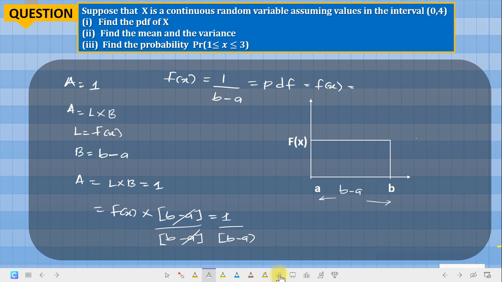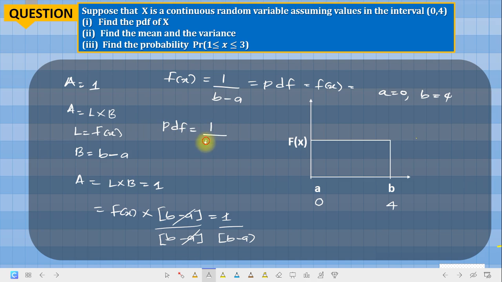Now, having known this, let's solve this question together. The question says suppose that x is a continuous random variable assuming values in the interval 0 to 4. It means our a is 0 and our b is 4. So we can write that out here: a is 0, b is equal to 4. Now, you are asked to find the PDF. To find the PDF, we say the PDF is what?